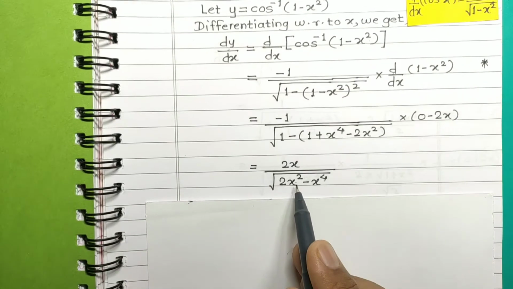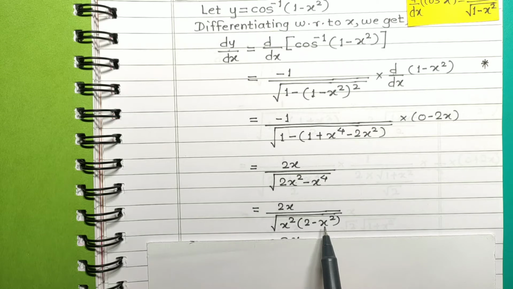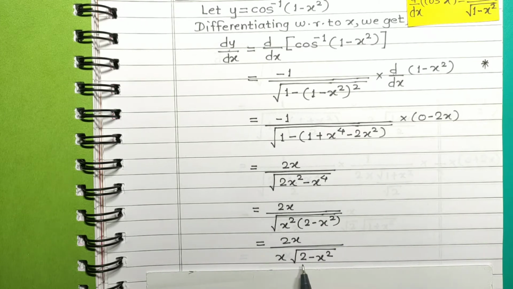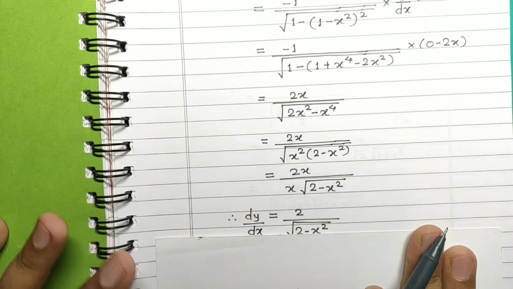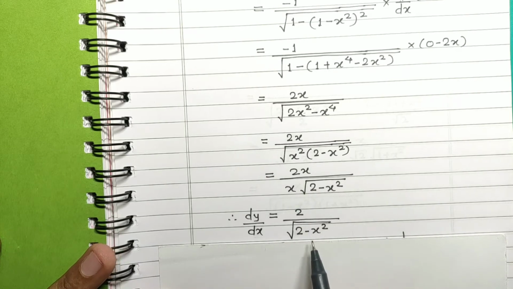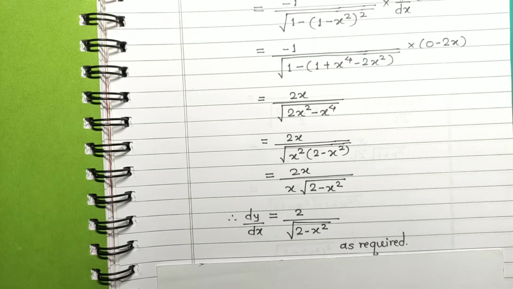Then taking x square common at the denominator, we have 2x upon square root of x square into (2 minus x square). Here we can take this term out of the square root, and so we get 2x upon x into square root of 2 minus x square. Okay, see, very simple calculations are there, and therefore finally we have dy by dx is equal to, this x gets cancelled, 2 upon square root of 2 minus x square as the required derivative.